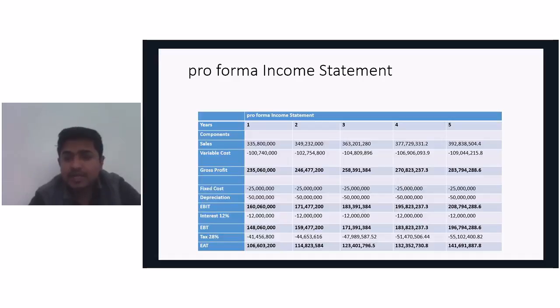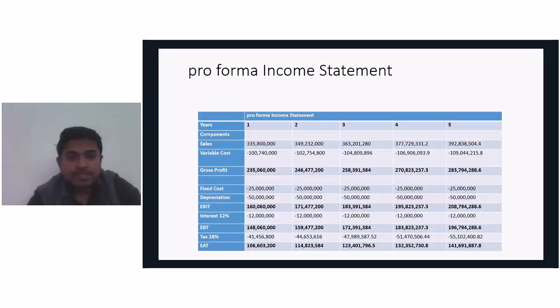It's depreciated throughout the year, and earning before tax is given. The interest rate is also considered as 12% because part of the capital is obtained from long-term borrowing. Based on that, we have arrived at the earning before tax. As usual, the corporate tax rate is considered as 28%. This is the estimated earning after tax.